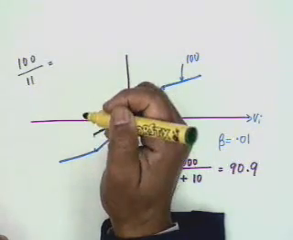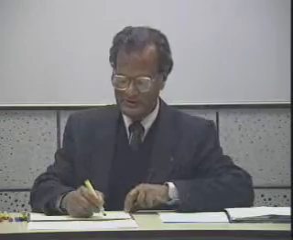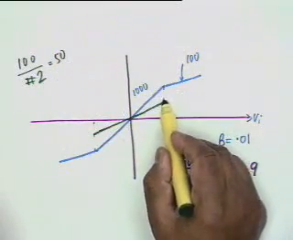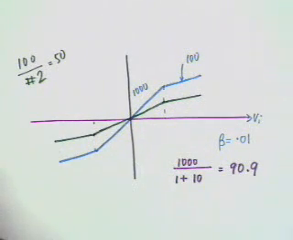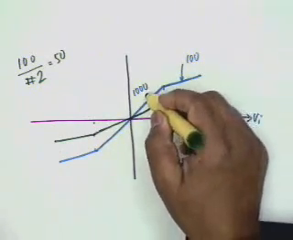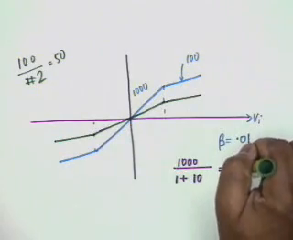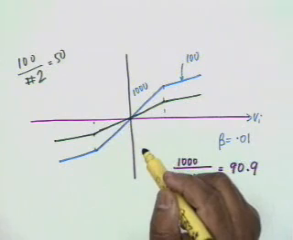It becomes 100 divided by 2, because 1 plus 100 multiplied by 0.01 is 2, which is 50. And therefore the gain flattens off like this. Now a change of slope from 90 to 50 is by a factor of 2, whereas previously, from 1000 to 100, it was a factor of 10.